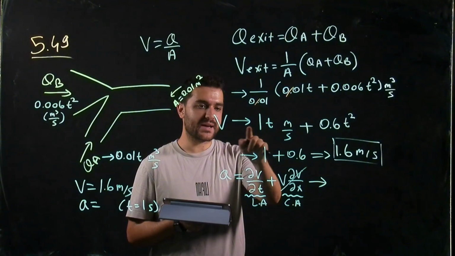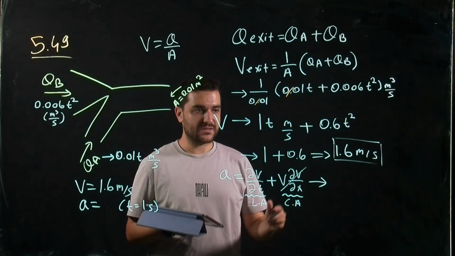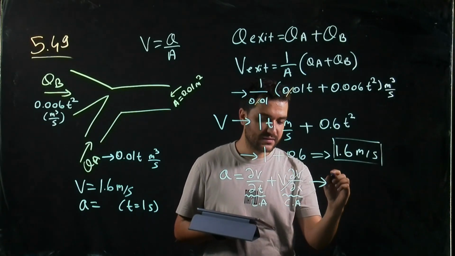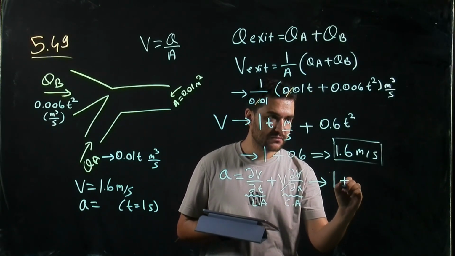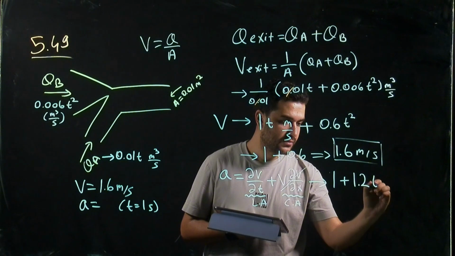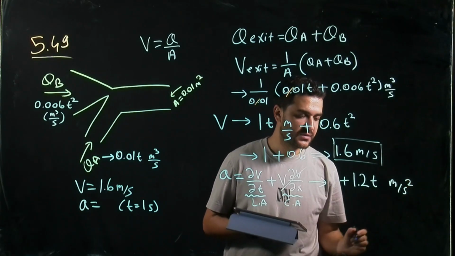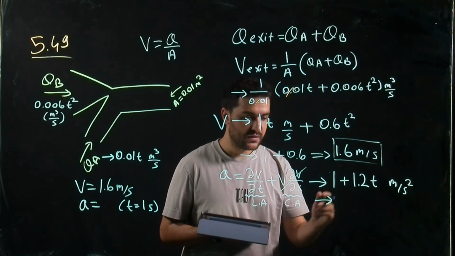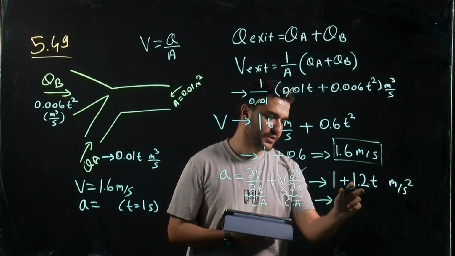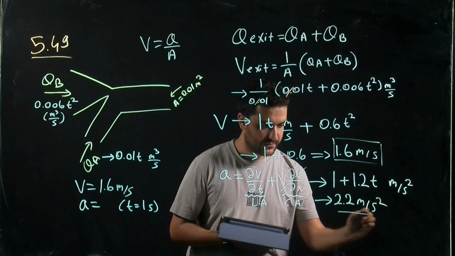As the velocity, we had this term 1t plus 0.6 t squared. If you take the derivative of this term with respect to t, we will get 1 plus 1.2 t. And since this is acceleration, it will be meters per square second. Also t was 1 second, so we have 1 plus 1.2, 2.2 meters per square second.